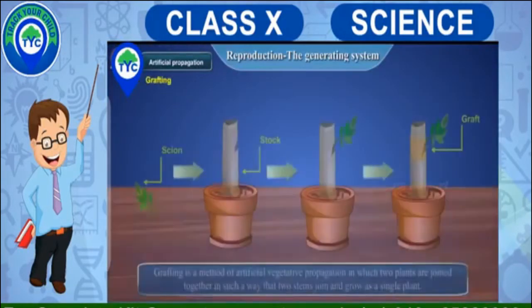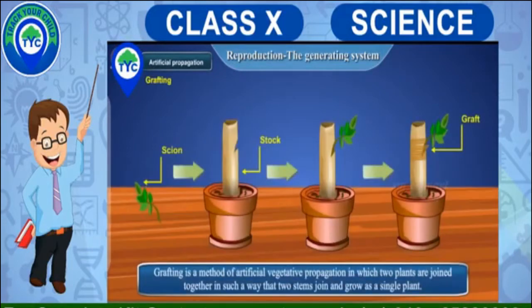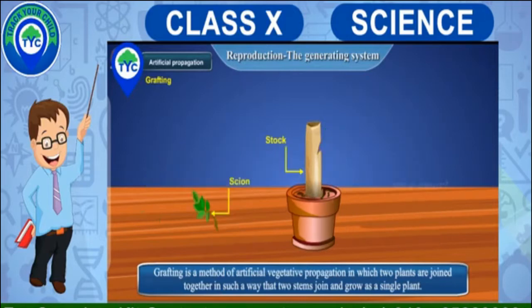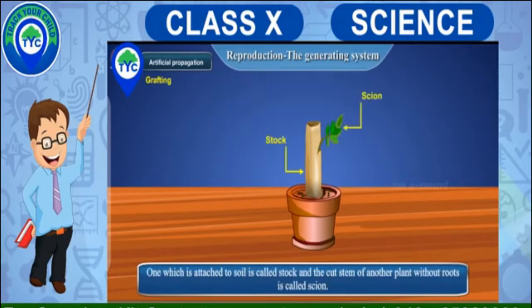Grafting. Grafting is a method of artificial vegetative propagation in which two plants are joined together in such a way that two stems join and grow as a single plant. The one which is attached to soil is called the stock, and the cut stem of another plant without roots is called the scion. Both stock and scion are tied with the help of twine thread and covered by a polythene cover.